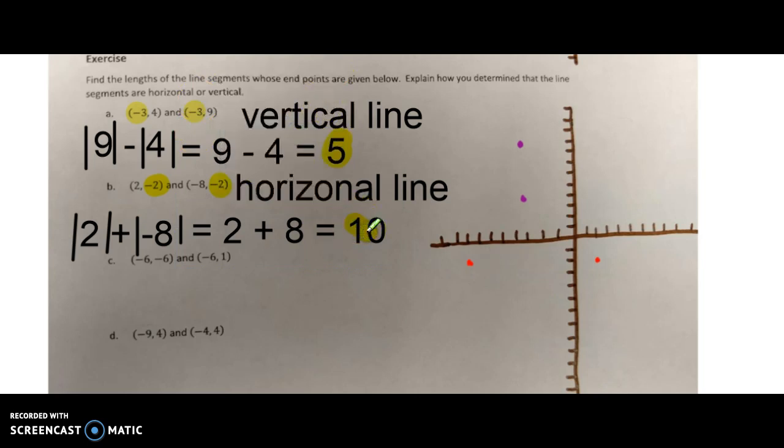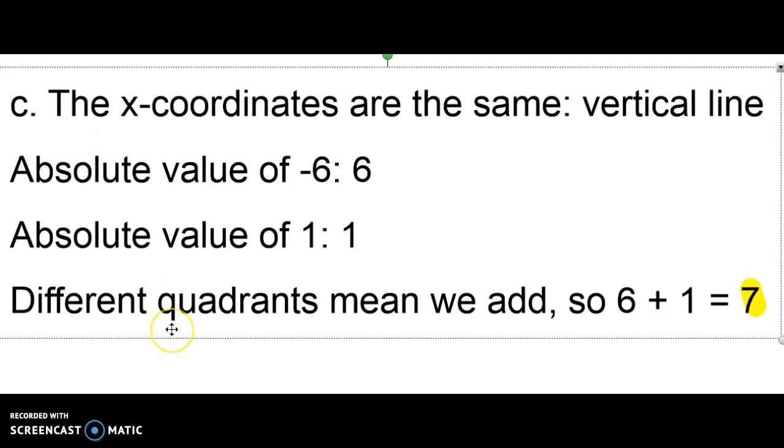Okay. You are going to try C, D, and E on your own. Okay. We'll pause the video for a few minutes. Go ahead and try those on your own and then come back for the answers. All right, let's go over the answers.